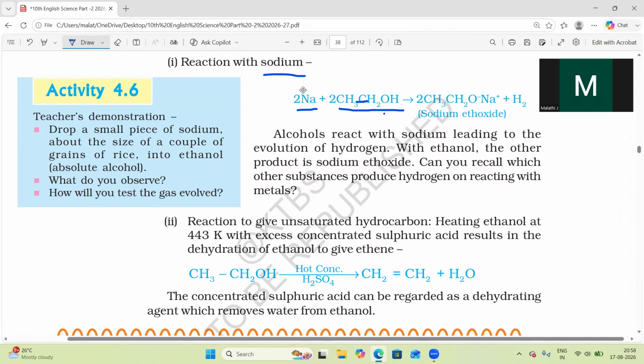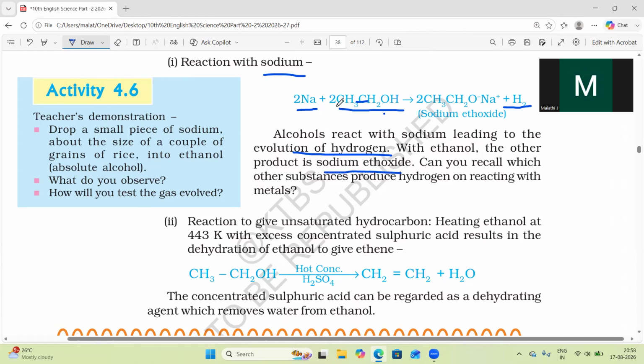So when ethanol reacts with the metal, what will we get? We will get sodium ethoxide and H2. We already studied that when an alcohol reacts with a metal, it gives a salt and hydrogen gas. So alcohols react with sodium, leading to the evolution of hydrogen. The other product we will get is sodium ethoxide.